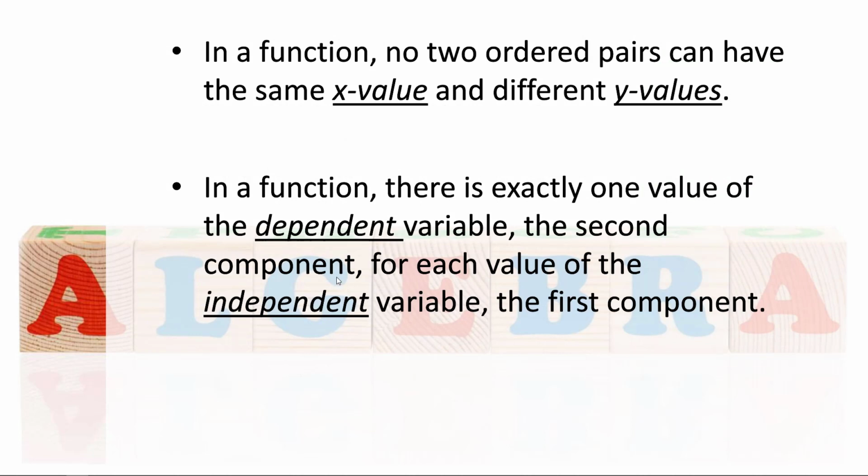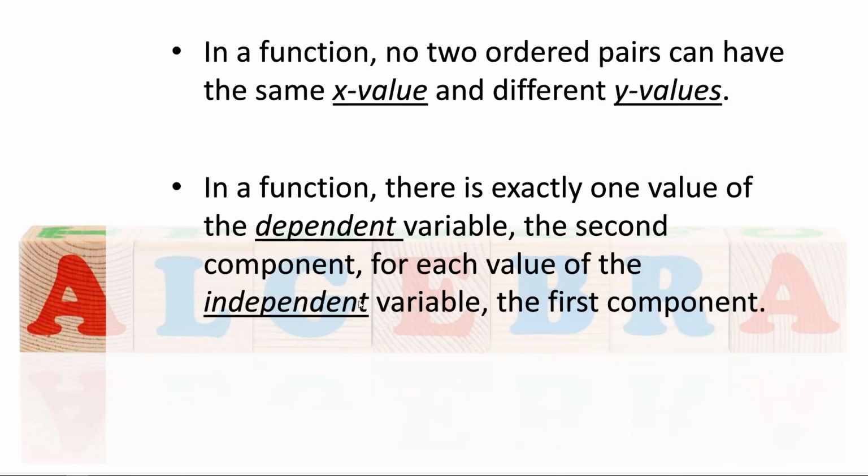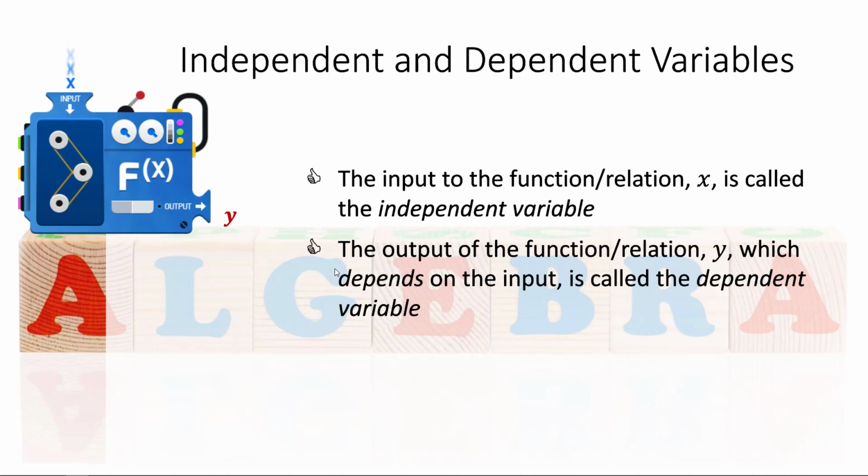Okay, so in a function, no two ordered pairs can have the same x value and different y values, and that is primarily why g here is not a function. Same x value, different y values. Another way of saying that is that in a function there is exactly one value of the dependent variable, or one value of the output, for each value of the independent variable, or for each value of the input.